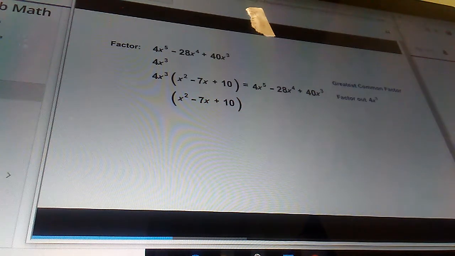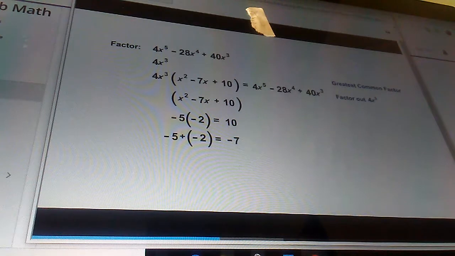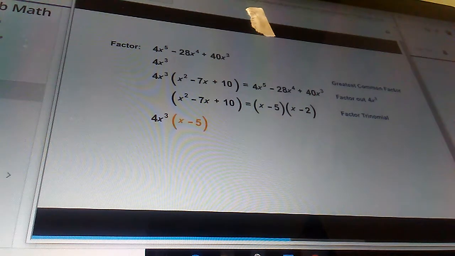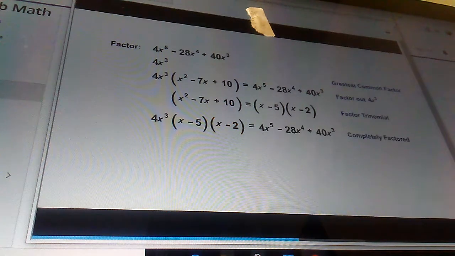To do this, we want to find the two integers whose product is positive 10 and whose sum is negative 7. After a little trial and error, we find the two integers are negative 5 and negative 2. Now that we know these integers, we can factor the trinomial x squared minus 7x plus 10. From our earlier work, we know this will factor as the quantity x minus 5 times the quantity x minus 2. Now we have our completely factored form to be 4 times x to the third times the quantity x minus 5 times the quantity x minus 2.